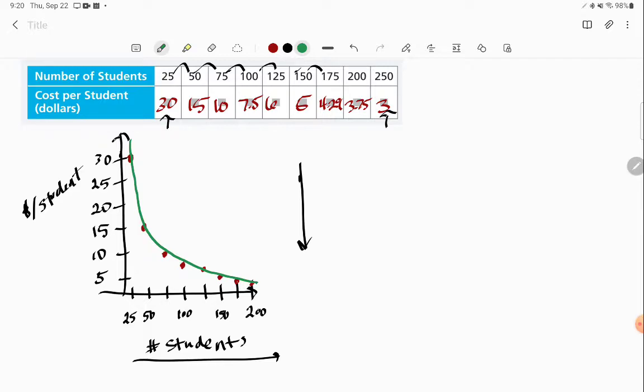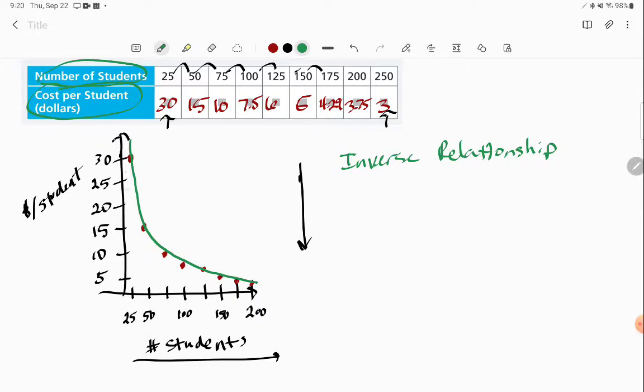And we know that this is not linear. We've already looked at ones like this. We know that these are inversely related. So these two variables, the number of students and the cost per student, are inversely related.